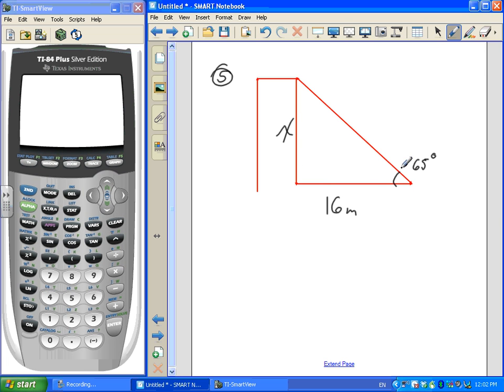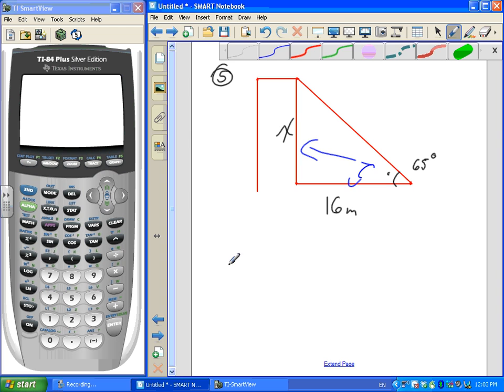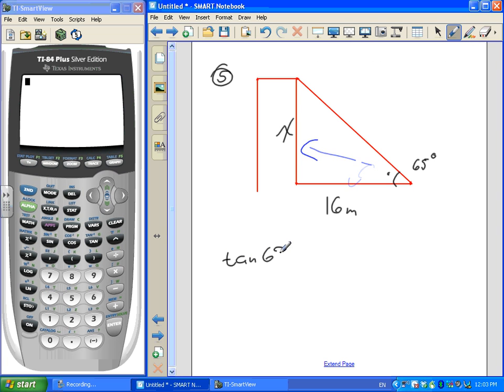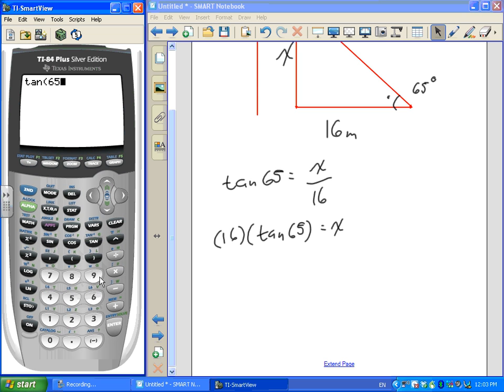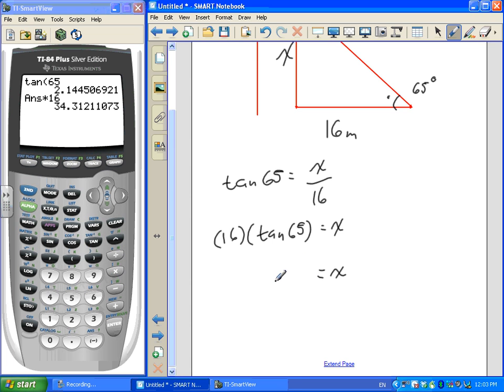I have this angle here, 65. I have the adjacent and I'm looking for the opposite, which means I'm using tangent. So tangent 65 is equal to the opposite, which is x, divided by the adjacent. We bring the 16 to the other side of the equation. Tan 65 times 16. Our building's height is 34.3 meters long.